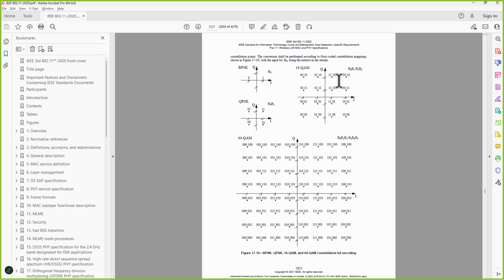And by the way, there's a mathematical reason behind these mappings. We're not going to get into that level of detail because you don't need to know it to be an excellent wireless engineer, unless you're actually building the radios. And if you're building the radios, you have to know the math behind why this does what it does.